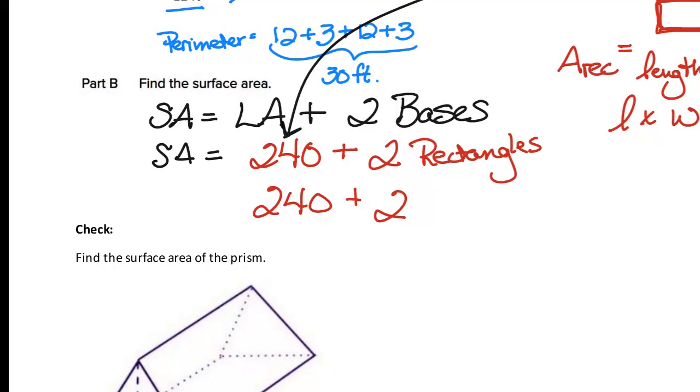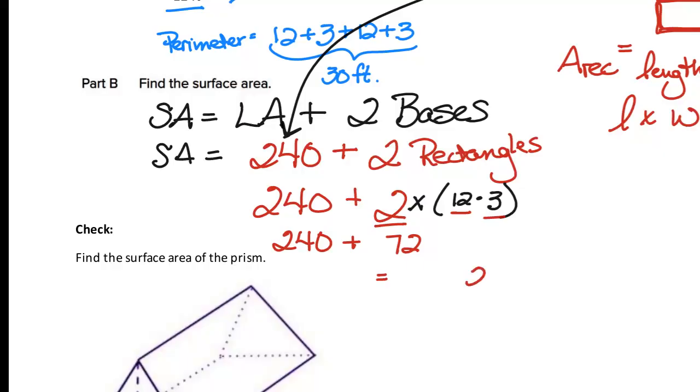So 2 times your rectangles, which is 12 times 3, because you have 2 of them. So 240, that 240 just keeps coming down because we found that a while ago. 2 times 12 times 3 is 36 times 2, which is 72. Add those two together and you get 312 feet. This is area, so it is squared.